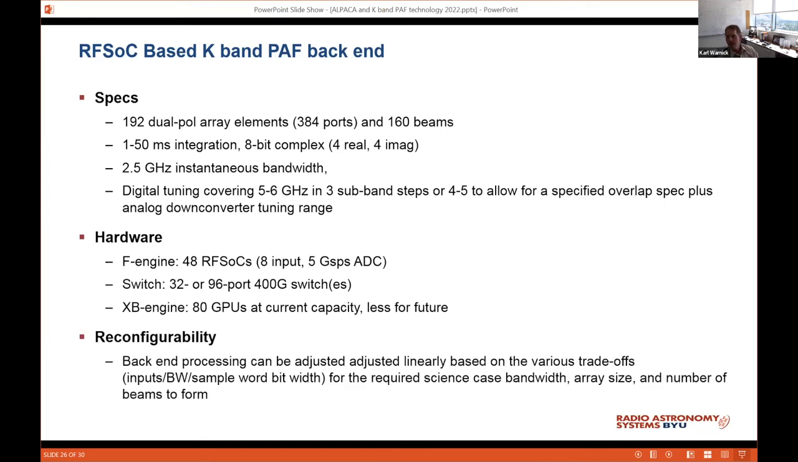Reconfigurability. Keeping in mind the difficulty of software and FPGA gateware development, in theory, you can do a lot of different things. These digital backends are very flexible, keeping in mind basically a linear trade-off when it comes to the IO bottlenecks.